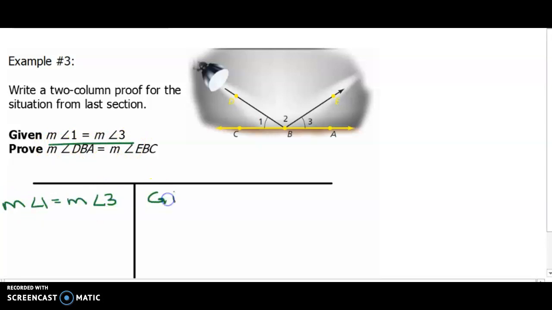That's what's given to us. The two of them are equal. Measure of angle 1 equals measure of angle 3. That's given. We want to eventually get to measure of angle DBA is congruent to EBC.